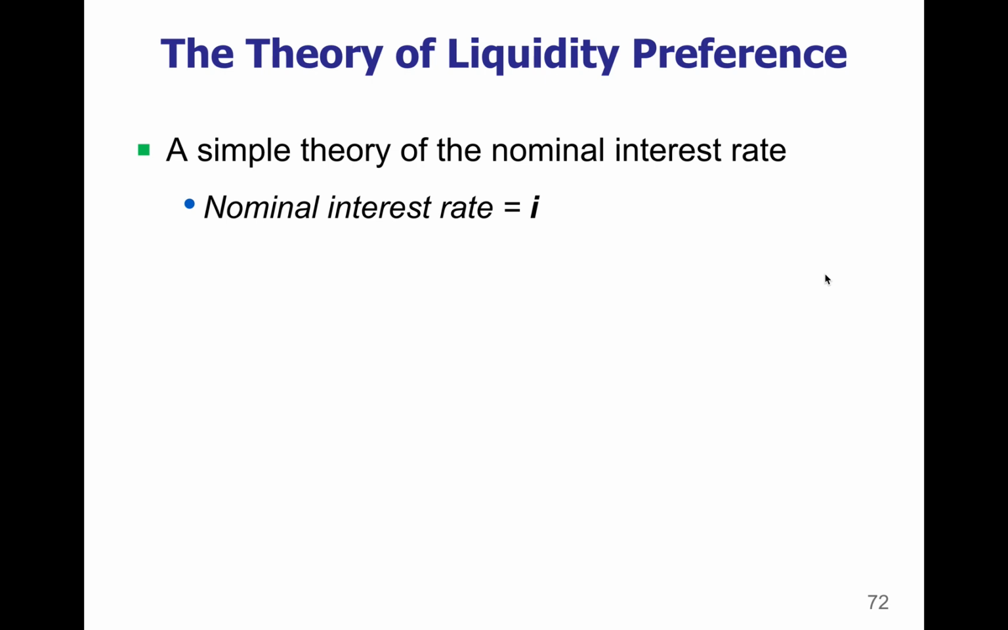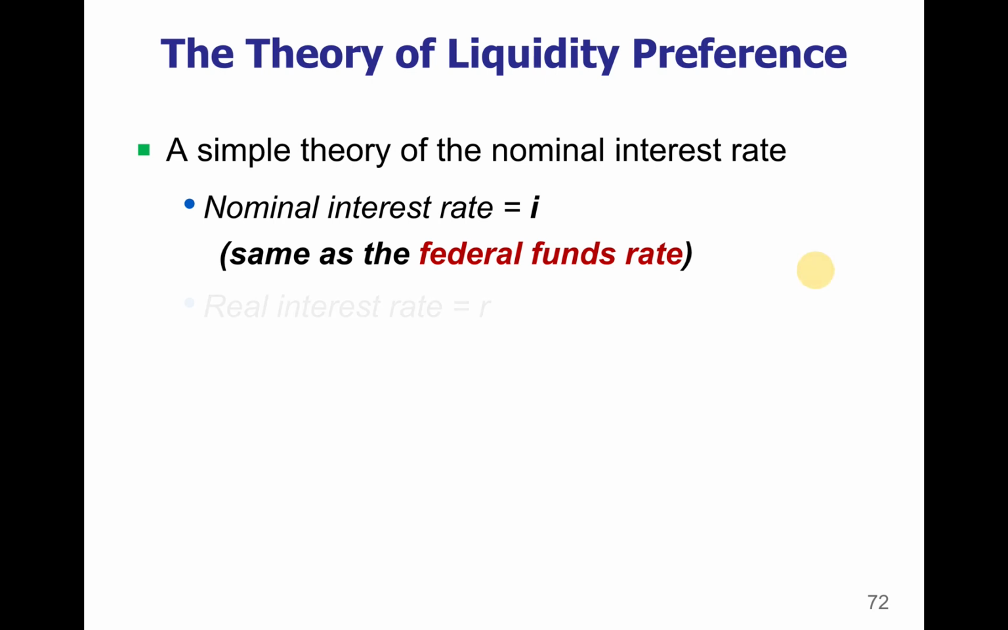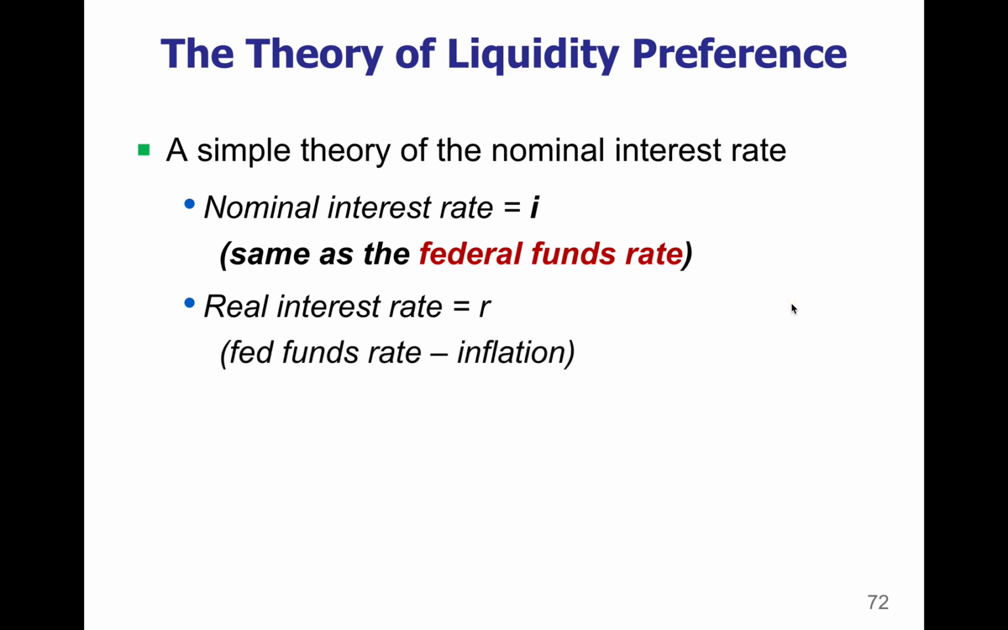So, basic talk about the interest rate. When we're talking about the interest rate in the economy, we're generally talking about the nominal interest rate. This is actually the exact same thing as the federal funds rate. Remember, the federal funds rate is the rate at which banks can borrow money from other competitor banks. It is the exact same thing as the nominal interest rate, and you can use either little i for nominal interest rate or FFR for federal funds rate. The real interest rate is generally written with a little r, and that is just the federal funds rate minus inflation.